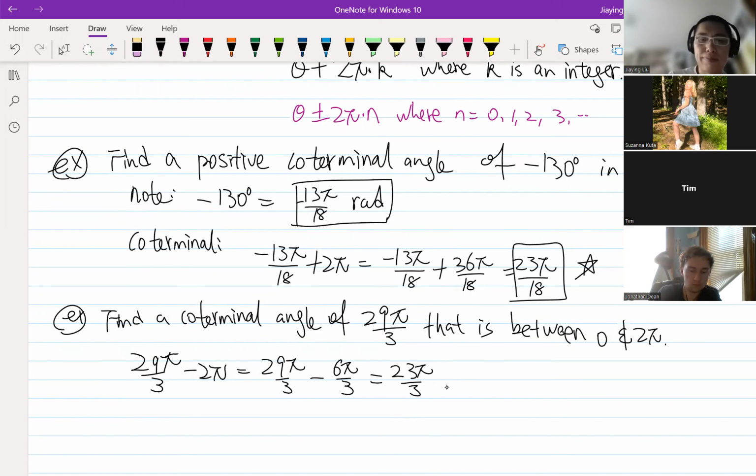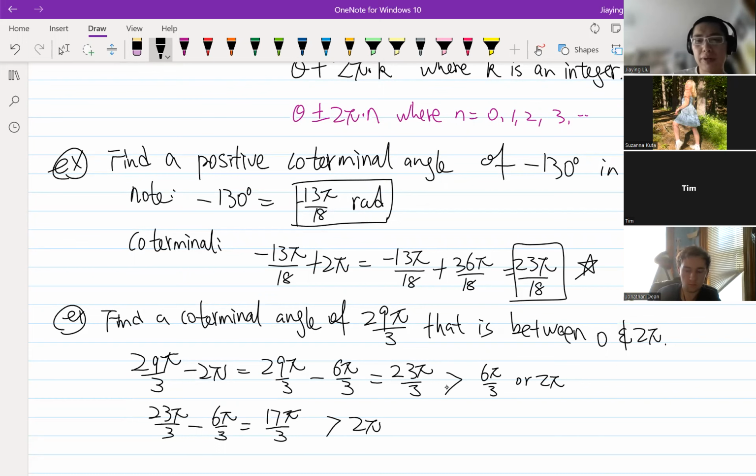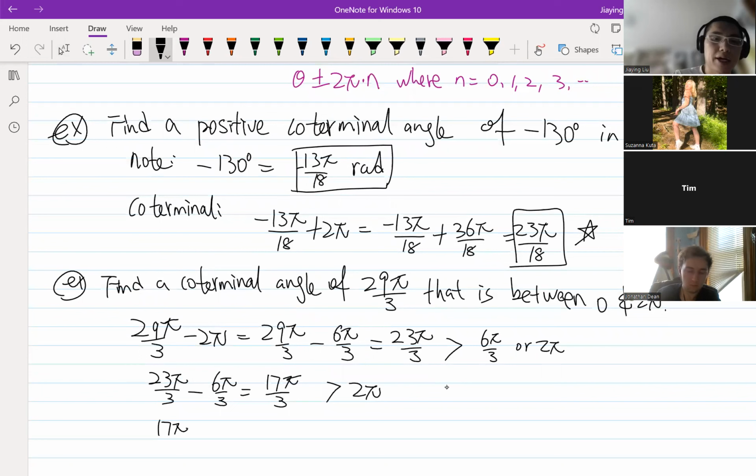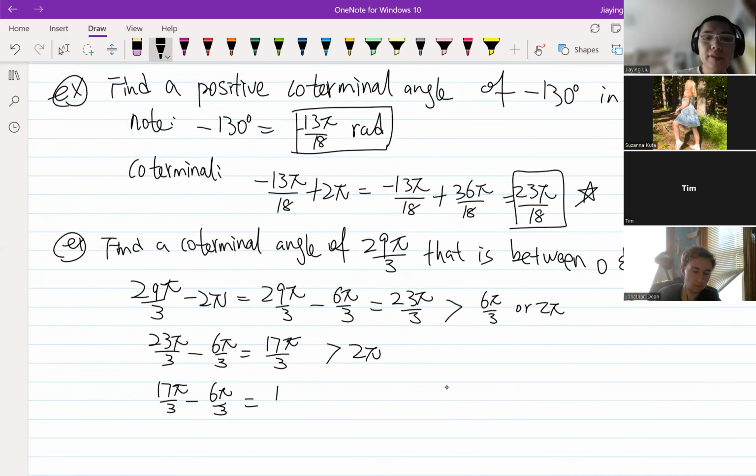So 23 pi over 3, minus 2 pi again, so minus 6 pi over 3. So 23 minus 6, that's 17 pi over 3. Again, that's still more than 2 pi, or 6 pi over 3. We'll just keep going. So 17 pi over 3 minus 2 pi, or minus 6 pi over 3. So that's going to be 11 pi over 3. Again, that's still going to be more than 2 pi.